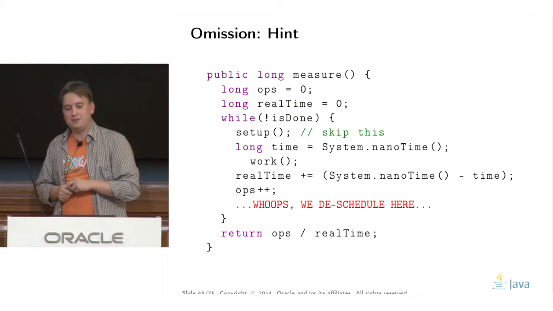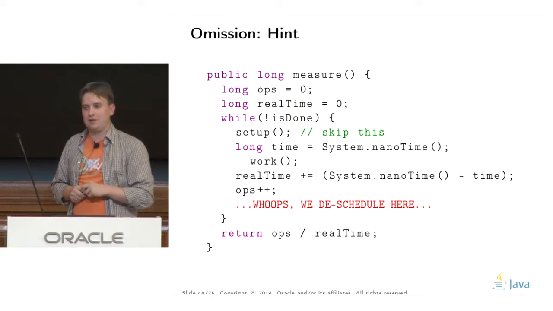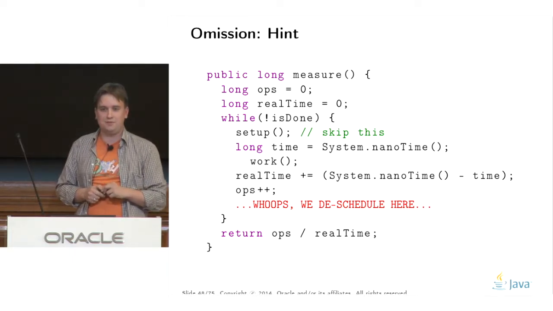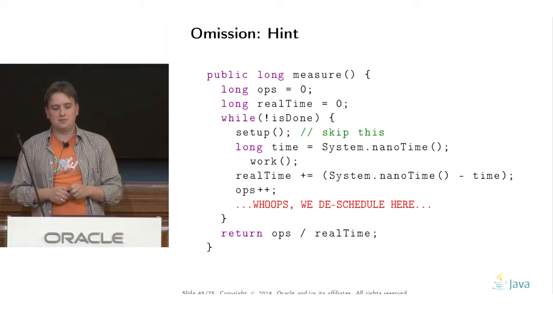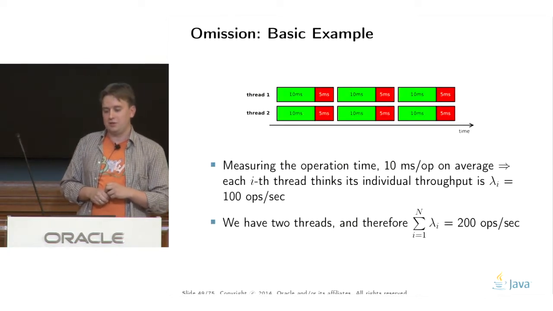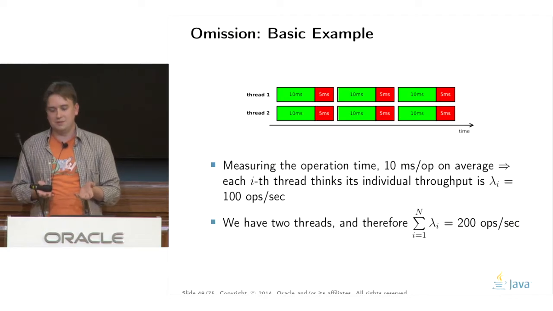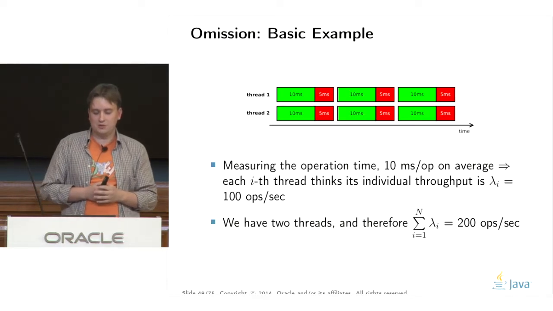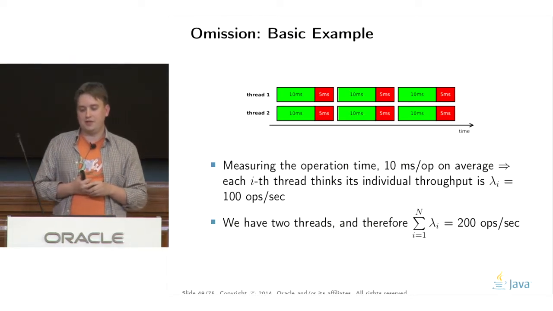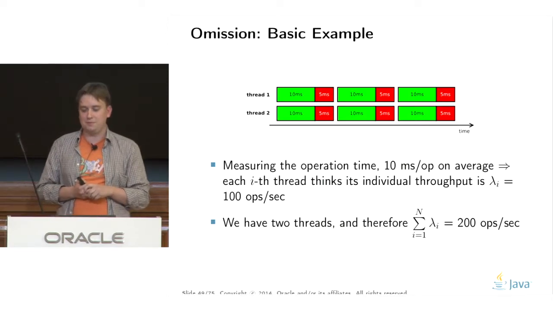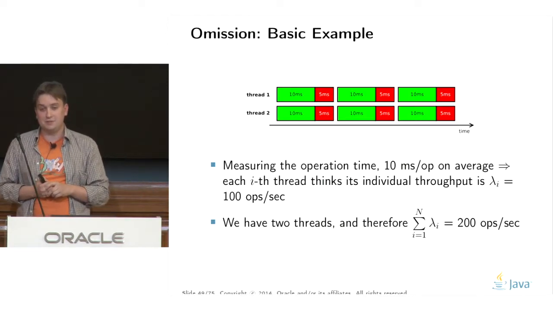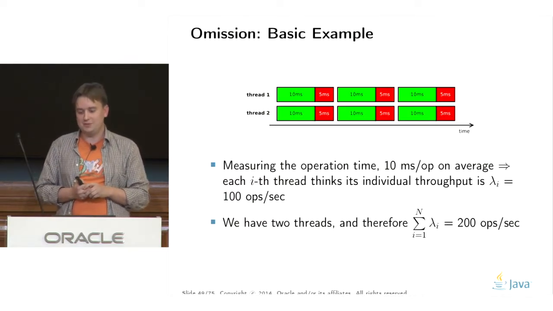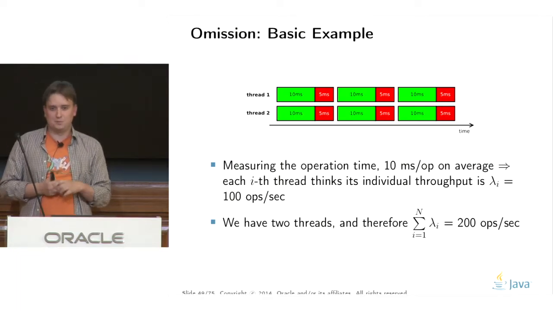So we can have long-running events which are happening outside our timing measurement, and we derive throughput from time. So if you underestimate the time, we have an overestimated throughput. So basically, this is what happens. If we have a thread which has this green work method which takes 10 milliseconds, and we have a setup phase which takes 5 milliseconds, and we measure only the green part, each thread believes that it does 10 milliseconds per operation on average, and so it believes its individual throughput is 100 operations per second, and so we have 2 threads, so the throughput is 200 operations per second. This is what most people do.